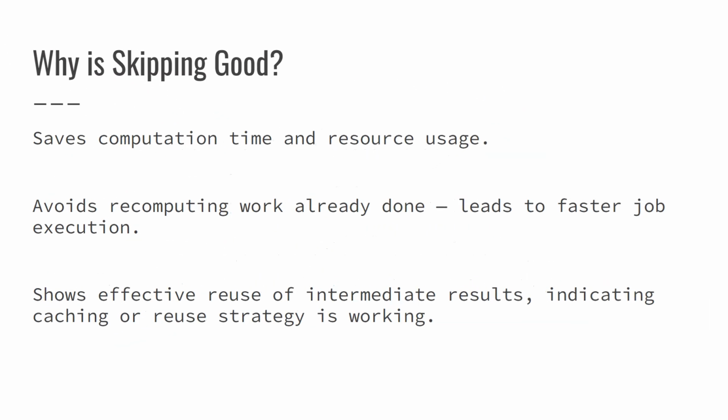Why is skipping good? It saves computation time and resource usage. It avoids recomputing work already done. It leads to faster job execution. It shows effective reuse of intermediate results, indicating the cache or reuse strategy is working.